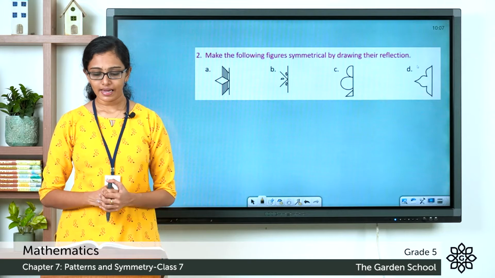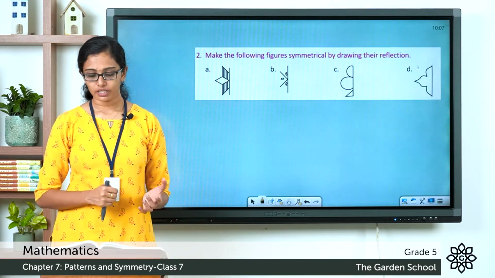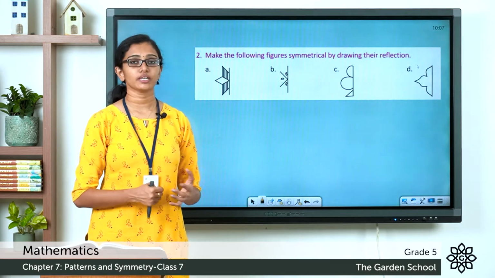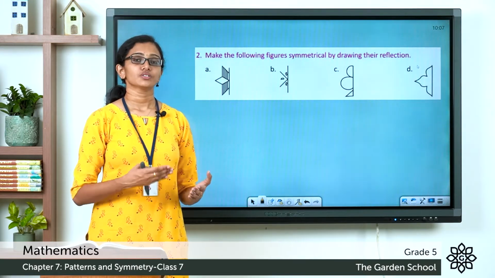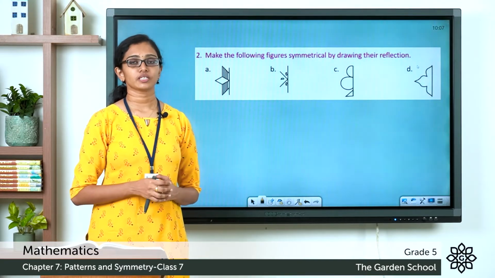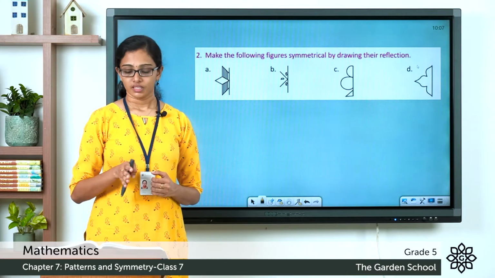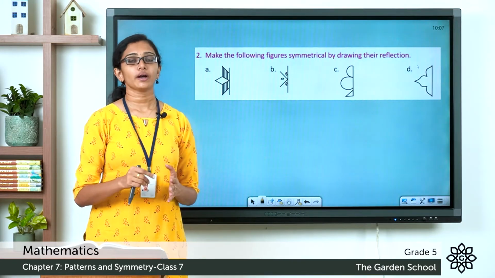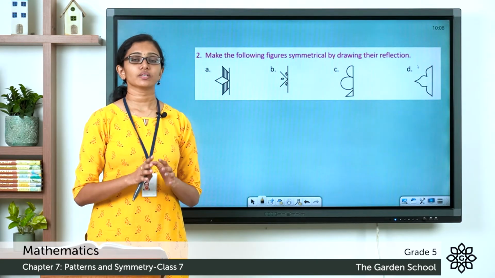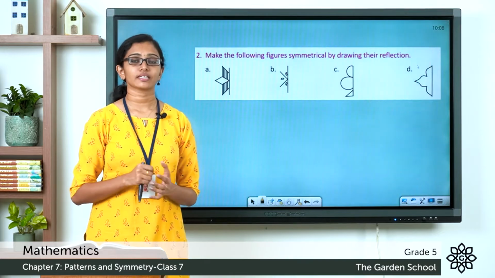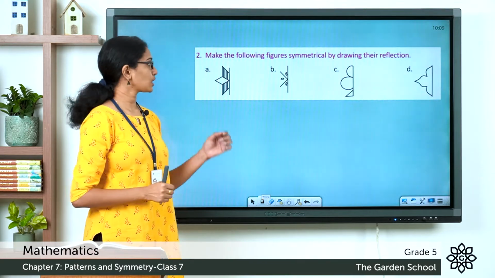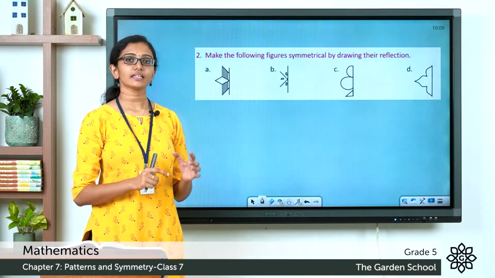Question number 2. Make the following figures symmetrical by drawing their reflection. When an object or shape is symmetrical about a line, or when an object or shape can be divided into mirror images along a line, we call that reflection symmetry or line symmetry. Now here in this question, you are given one half of an image. You have to draw the other identical half so that the completed image will look symmetrical.